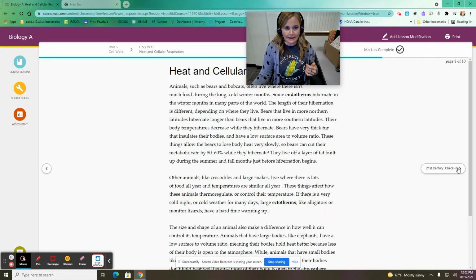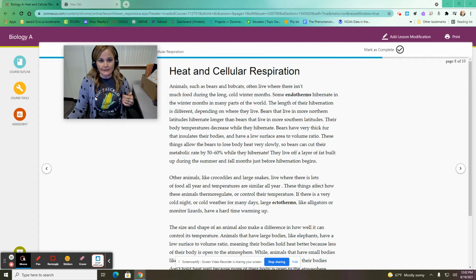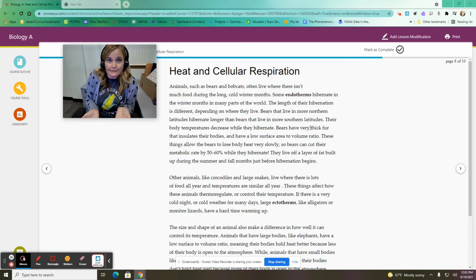And I'm going to get to that slide here. So here we are on slide 8. So animals such as bears and bobcats often live where there isn't much food during the long winter months. Since we need a lot of energy to be able to do thermogenesis, when there's not a lot of food, there isn't a lot of energy available, so these endotherms will hibernate in the winter months in many parts of the world. It reduces their metabolic functions and enables them to live with less energy requirements. So that's why hibernation actually takes place.